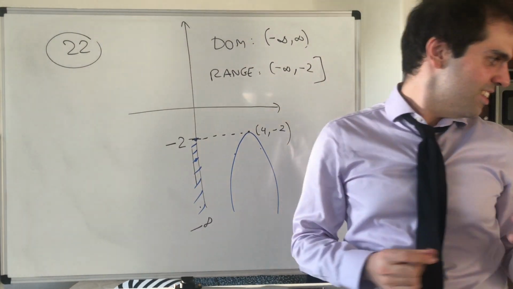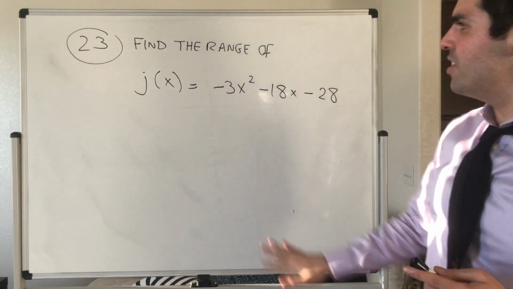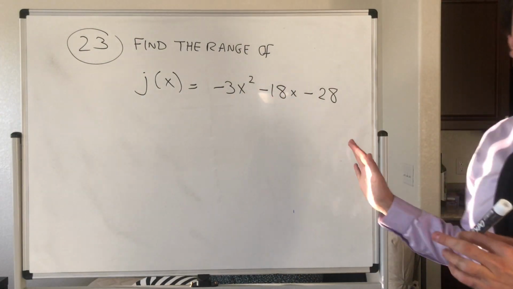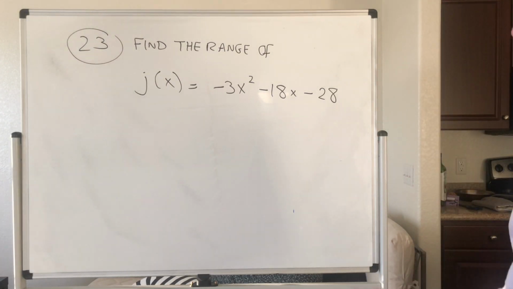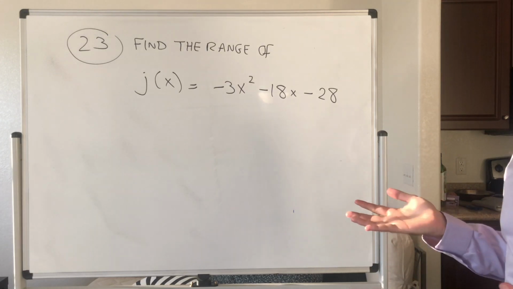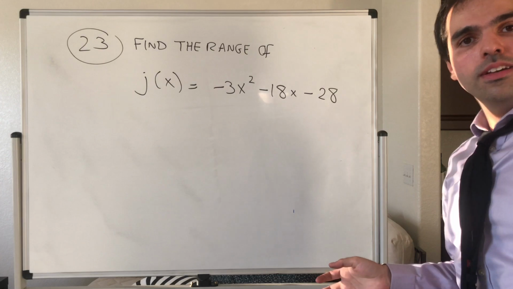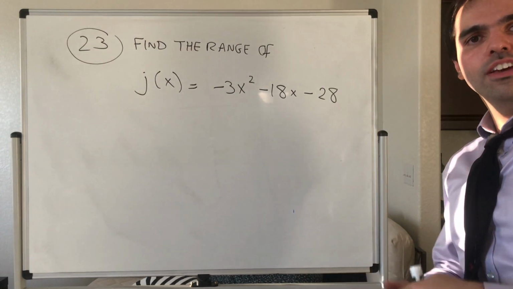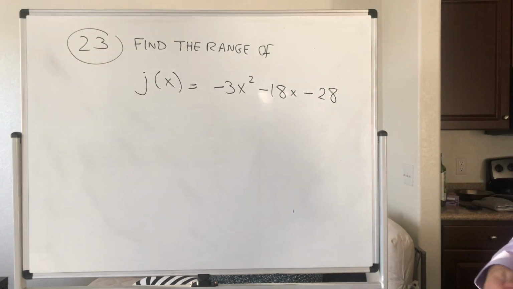All right, next question. Let's find the range of this function. J of x is minus 3x squared minus 18x minus 28. And for this question, it's best to complete the square, because remember in the previous question with the graph, it was easy to do because we had the graph. So now let's try to do this.